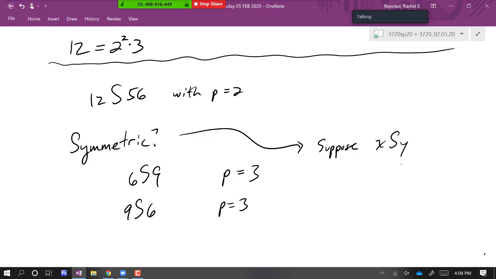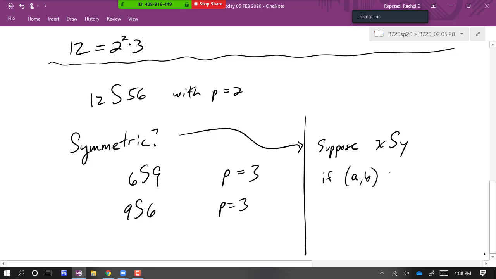So if the relation A, B is an element of S to the minus 1, I'm not sure how you say it. And P divides A, then P divides B. Yeah, only it's not the inverse relation, it's just the relation itself.